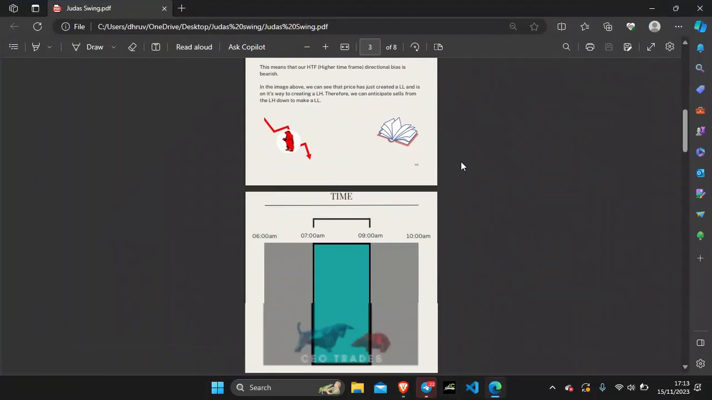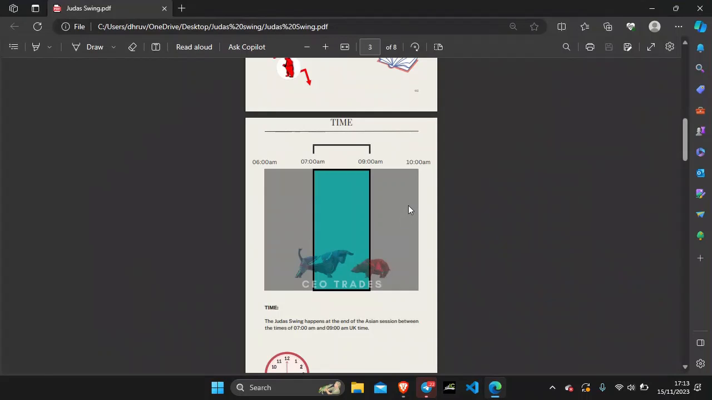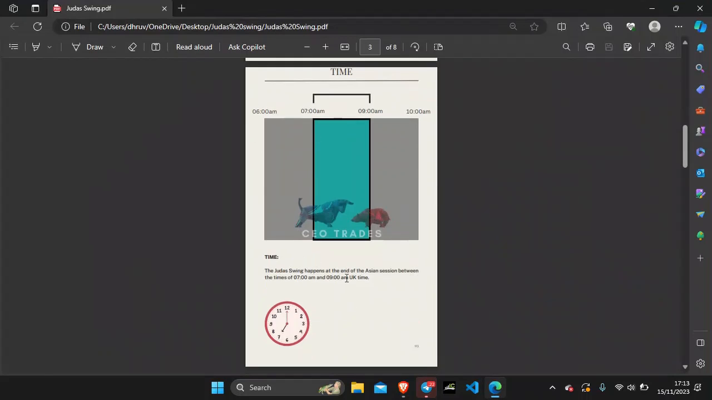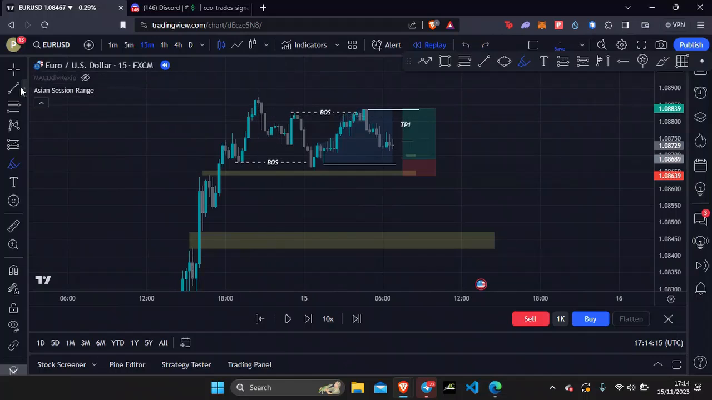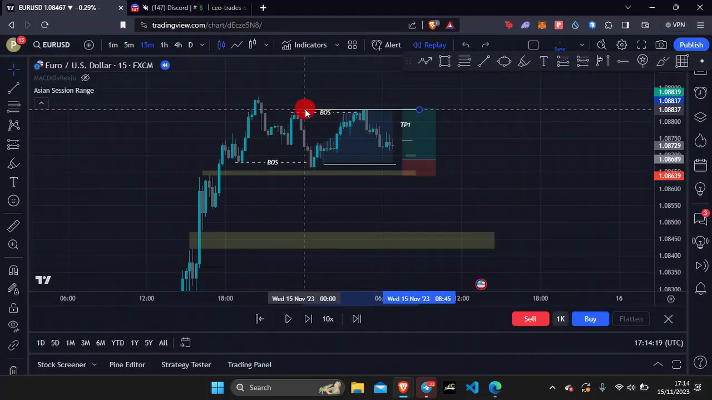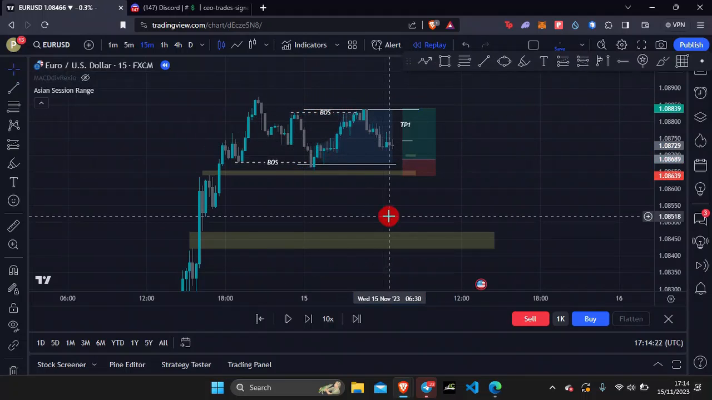So the second thing we do is, again, we check our framework. So the Judas swing happens at the end of the Asia session between the time of 7 AM and 9 AM UK time. So we mark out our liquidity, which is the highs and lows of the Asian session. So we mark out the time between midnight and 7 AM UK time, and this is what we're waiting for the sweep of. So as you can see right here, I've got my highs marked out and my lows also marked out right there. So now we're waiting for either side to get swept.